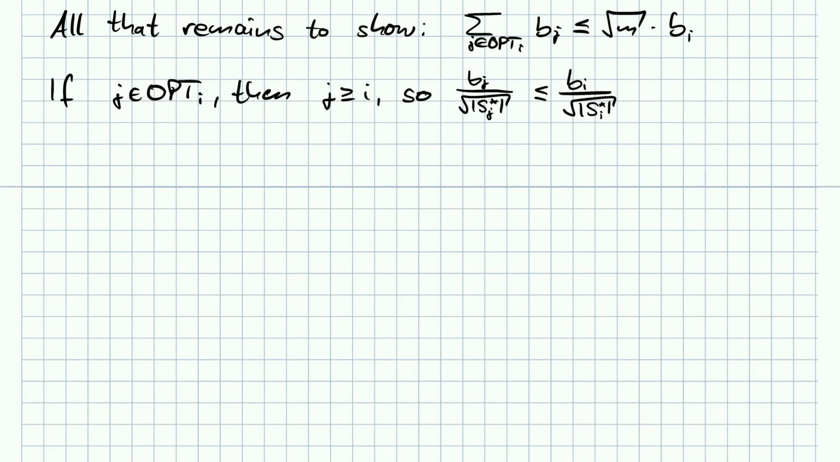What does this give me? This gives me that the sum of all j in opt-i bj will be at most bi over the square root of the size of Si star, times the sum of all j in opt-i square root of the size of Sj star.